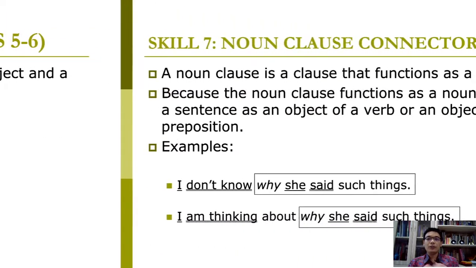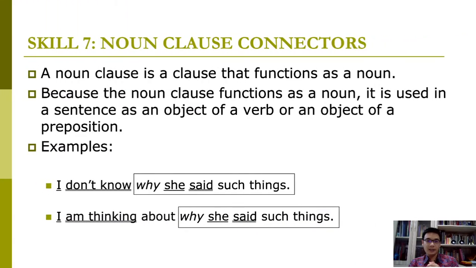Let's continue to Skill 7, noun clause connectors. So here we talk about noun clauses. A noun clause is a clause that functions as a noun. Okay, it has the function of a noun. Because the noun clause functions as a noun, it is used in a sentence as an object of a verb, so it comes after a verb, or an object of a preposition. It comes after a preposition.